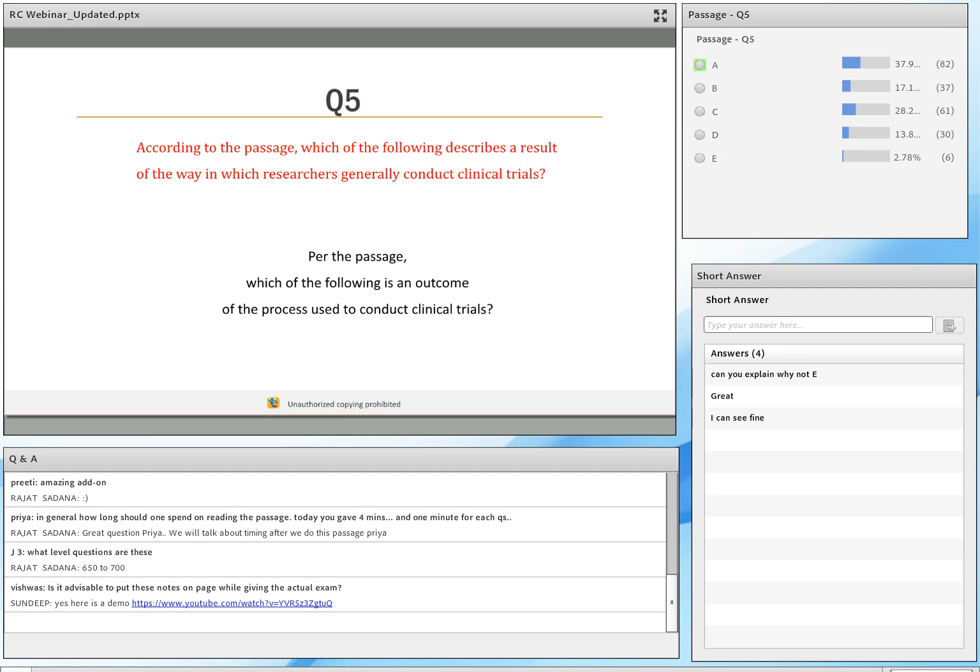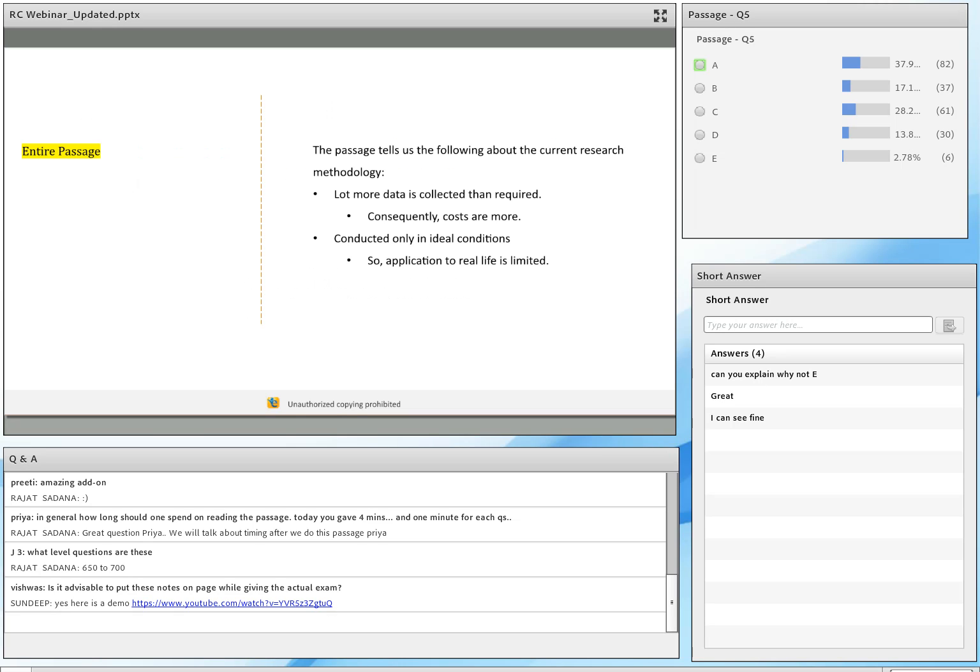It's a detail question. The question says, according to the passage, which one of the following is a result? A result is an outcome of the way in which researchers generally conduct clinical trials. All right. So which is an outcome of that? There are two things which are mentioned with this. One is that, in paragraph 1, researchers collect a lot more data than required. Consequently, they spend money on things which are useless. The second is, in the second paragraph, these trials are only conducted under ideal conditions. So real life application in the first step is limited.